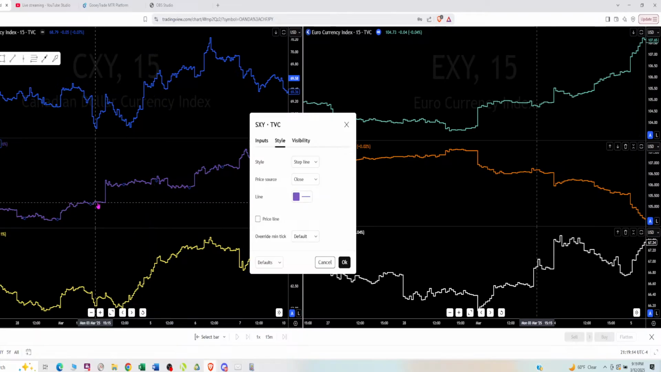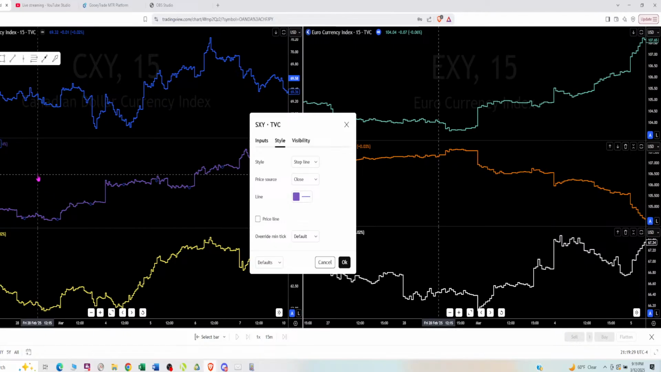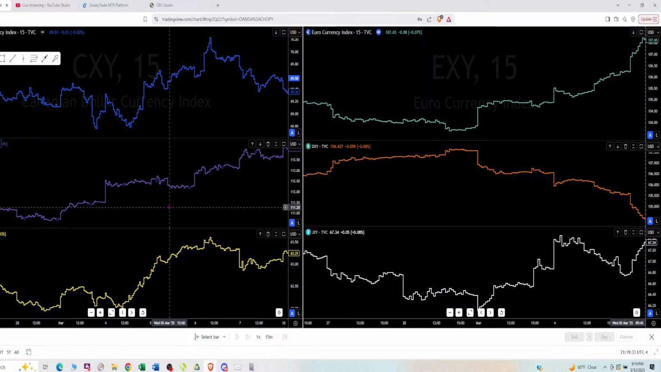So you can actually see these right angle moves straight up like this, where it just shoots right up instead of having more of a curve to it, which makes it a little bit harder to see that parabolic move. So this is just a step line. Again, it's another option of charting in TradingView. Doesn't really matter. You can use a regular line chart if you want. It's just a personal preference.